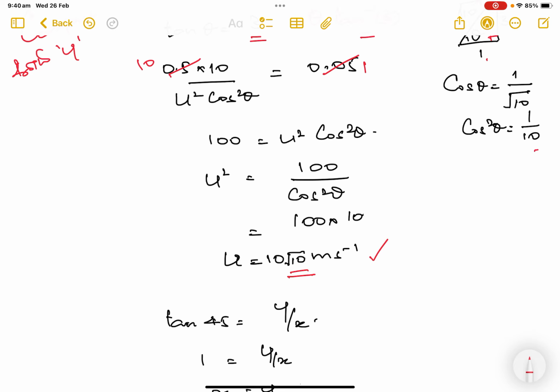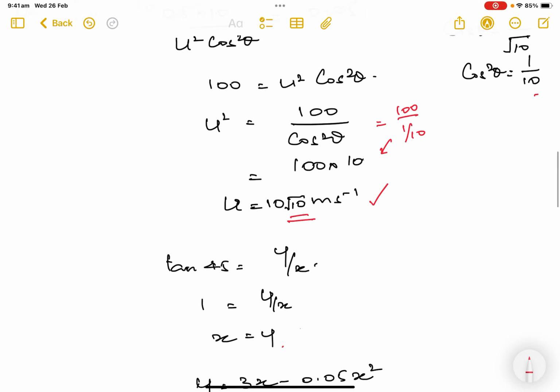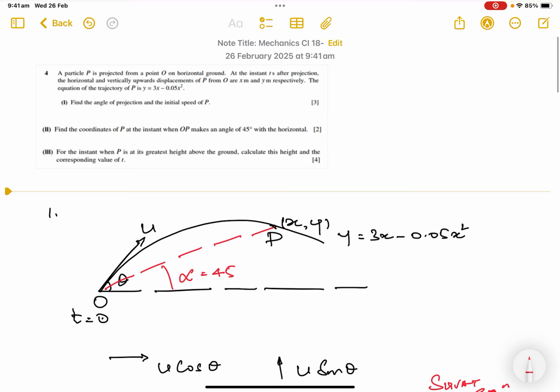So if you substitute that 1 over 10, it flips over. So here it is 100 divided by 1 over 10, which changes to 100 times 10, that is 1000. U equals 10 root 10 meters per second. So, the question: we have found the projection initial speed of P.